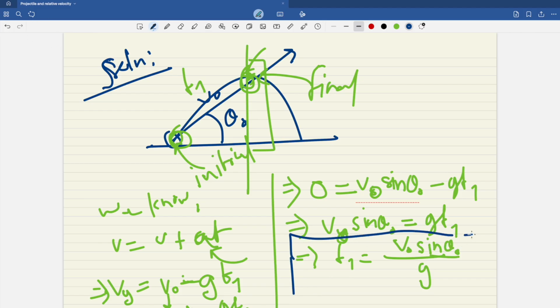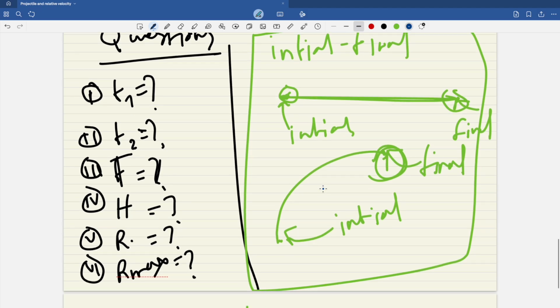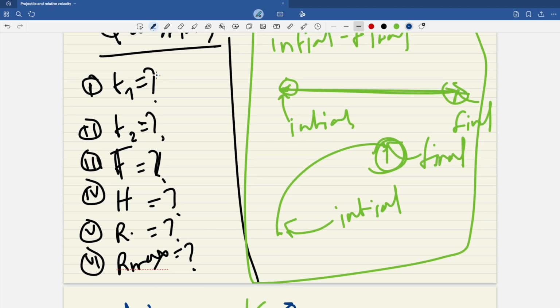This is the equation. This is the formula. T1 equals V naught sine theta naught divided by g. So we got our first answer, that T1 is V naught sine theta naught divided by g.